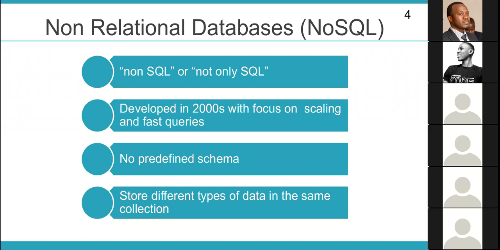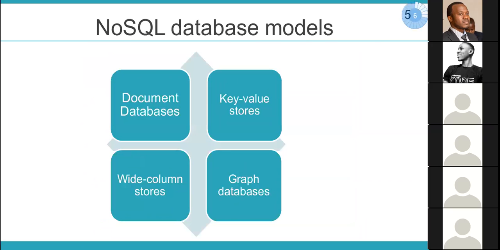And then another characteristic, which is also an advantage, is that NoSQL databases can store different types of data in the same collection. We shall see what a collection is in the future.